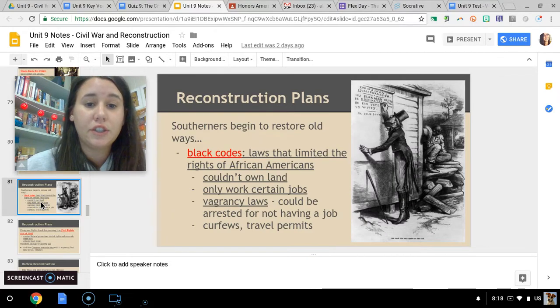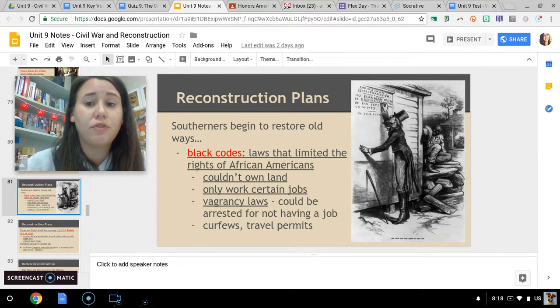So under Johnson's leadership, Southerners began to restore the old ways. State legislatures quickly began passing black codes, which were laws that specifically limited the rights of African Americans. Black codes stated things such as African Americans could not own land, they could only work in certain jobs, and they were barred from positions of authority. They also passed things like vagrancy laws, which said that you could be arrested for not having a job, and these laws would only be carried out in the case of African Americans as a way of imprisoning them.